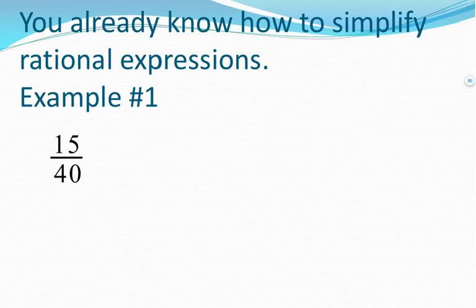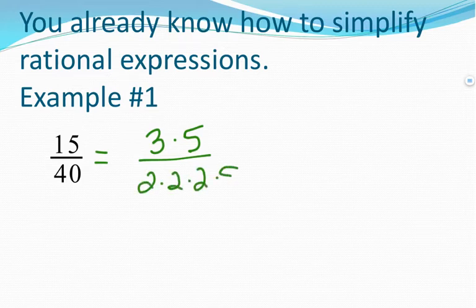Okay, so you already know how to simplify some rational expressions, and so for example 1, we're just going to do something simple that you already know how to do. 15 over 40, you've learned various ways to do this, but to explain this I like to go back to our prime factors. So if we say 15 is 3 times 5, and then 40 is 4 times 10, you could write it all out in prime factors.